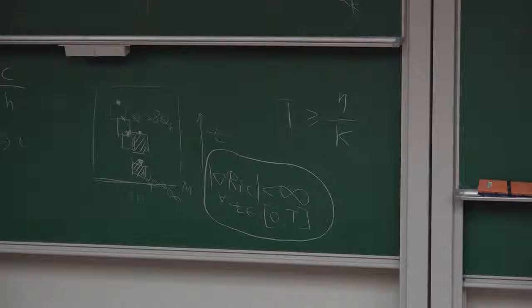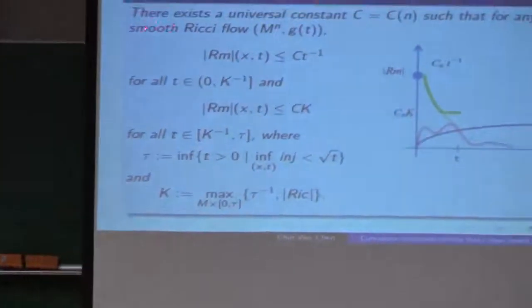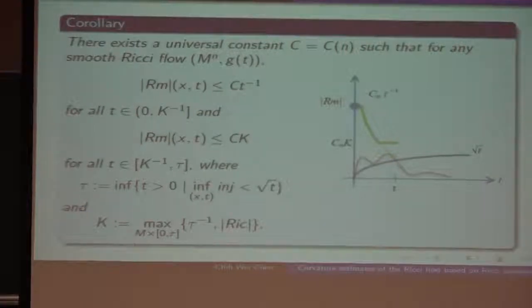Okay, so one corollary is this. Apply our theorem, we can see that there exists a universal constant which depends only on n. It does not depend on the Ricci flow itself. So for any Ricci flow which is smooth, then you can have a 1/10 property up to some time, and this time depends on the Ricci curvature bound and the injectivity radius lower bound. Okay, so it looks like this.